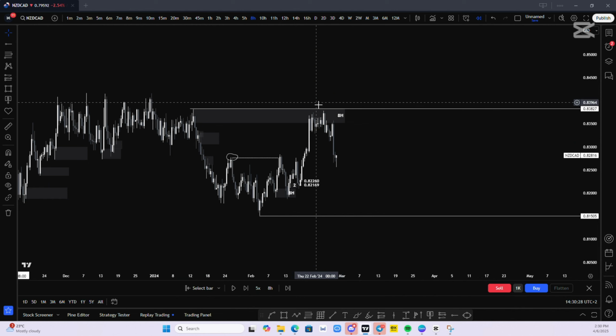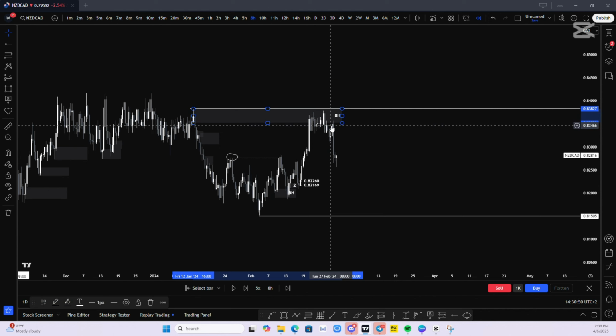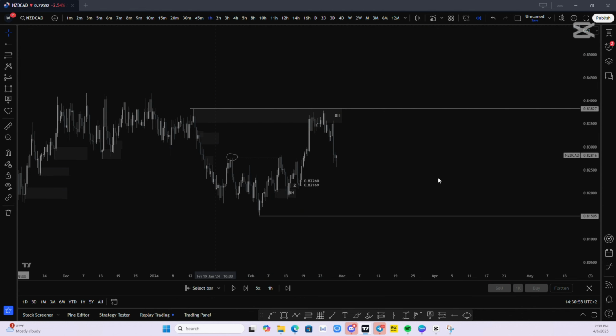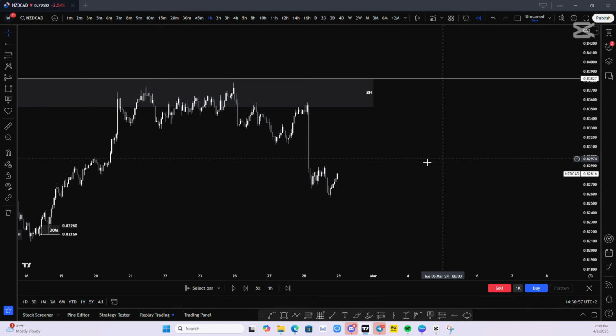Okay, so within the mitigation of the 8 hour supply area, we are going to look for an internal order flow, whereas we can take our lower time frame supply entries. Okay, and that's also going to be an internal order flow entry. Okay, so now let's move to our 1 hour chart and let's see what price is doing there.